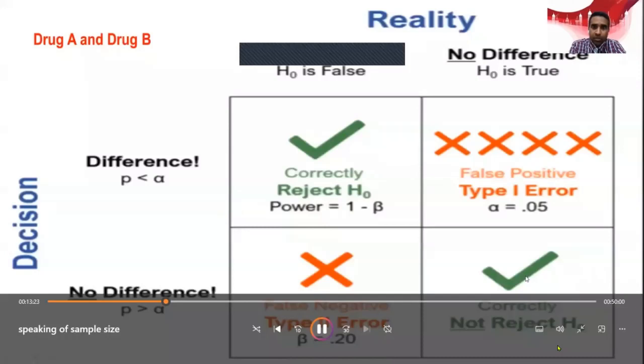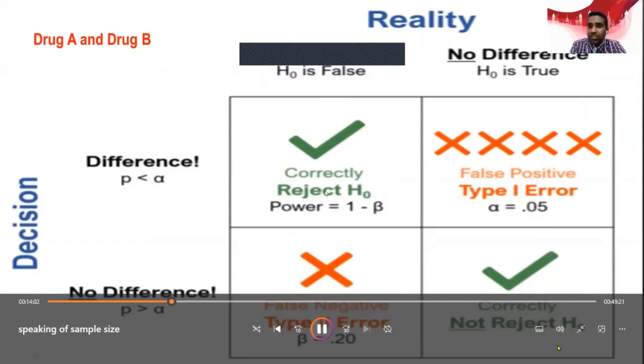Let me show you a popular chart, a very commonly used chart for hypothesis testing. Here we have 4 different scenarios: 2 scenarios which correctly match reality and 2 scenarios which do not. Suppose we are comparing drug A and drug B, and the null hypothesis is that there is no difference between drug A and drug B. In reality, there is a difference, and the test also shows a difference between the 2 groups, which means you are correctly rejecting the null hypothesis.